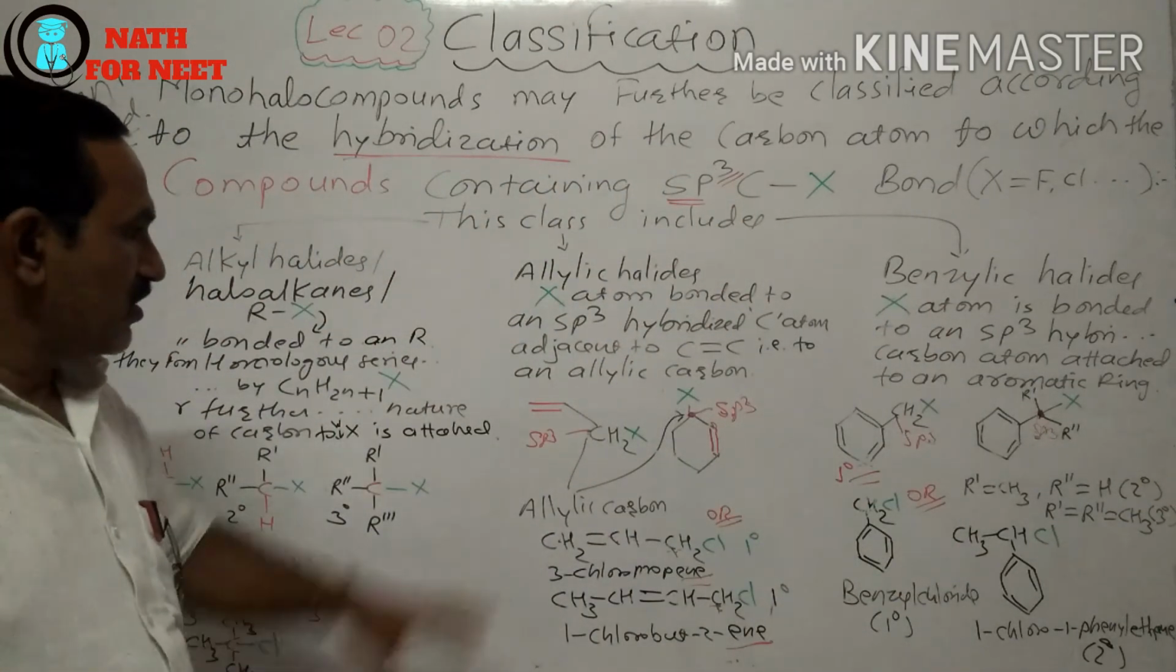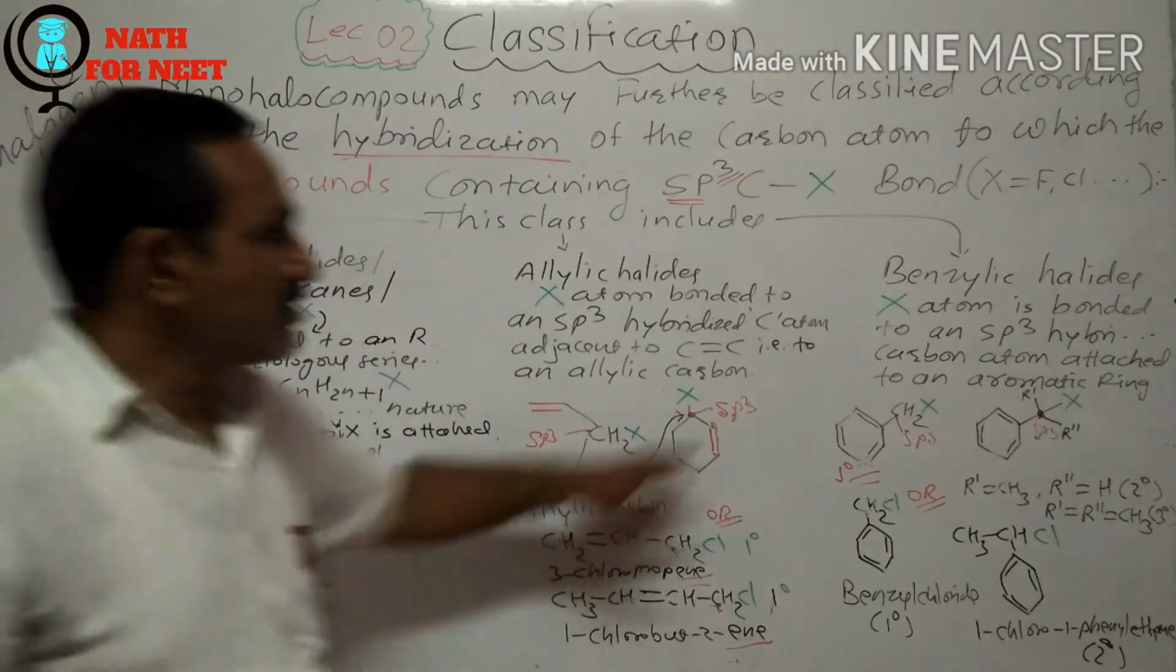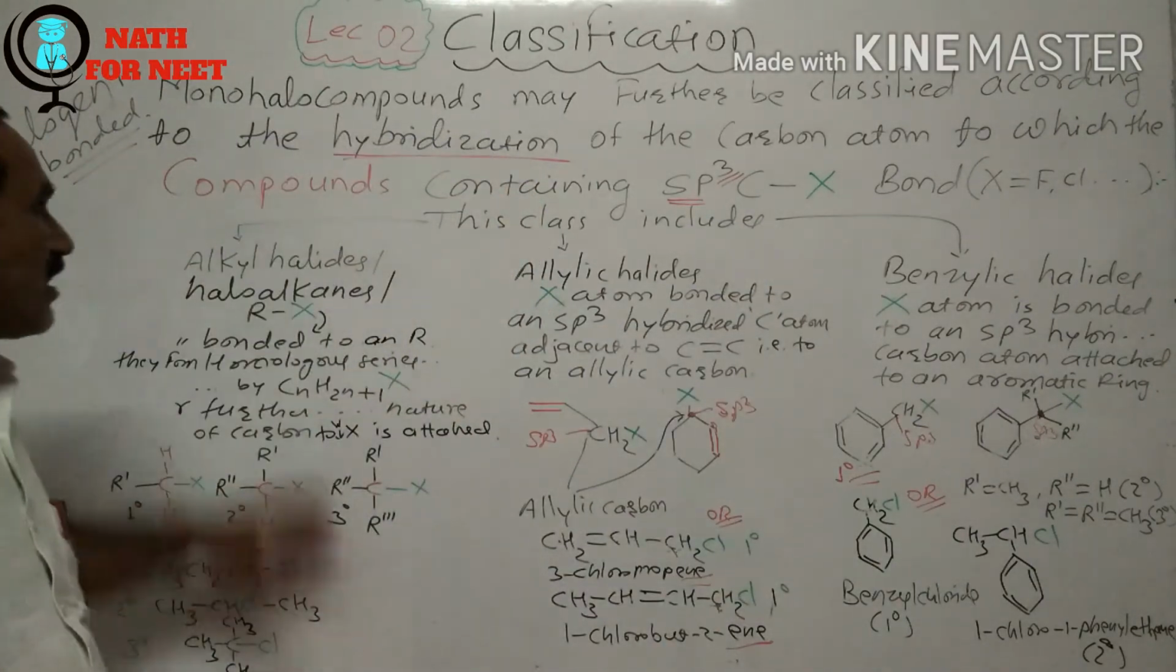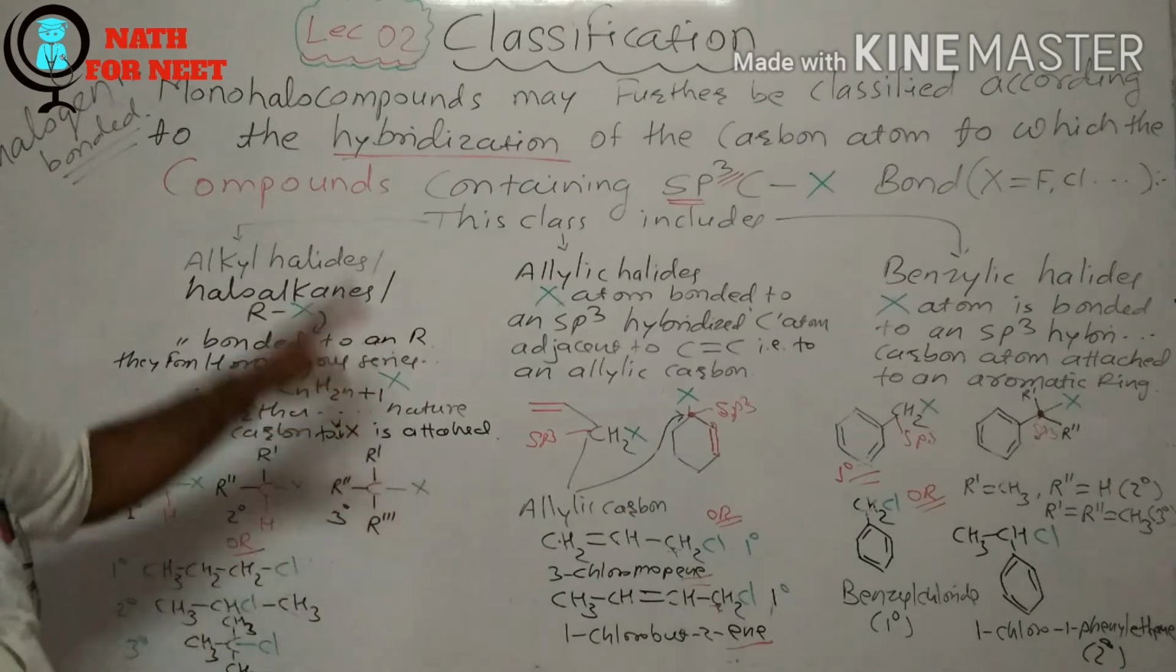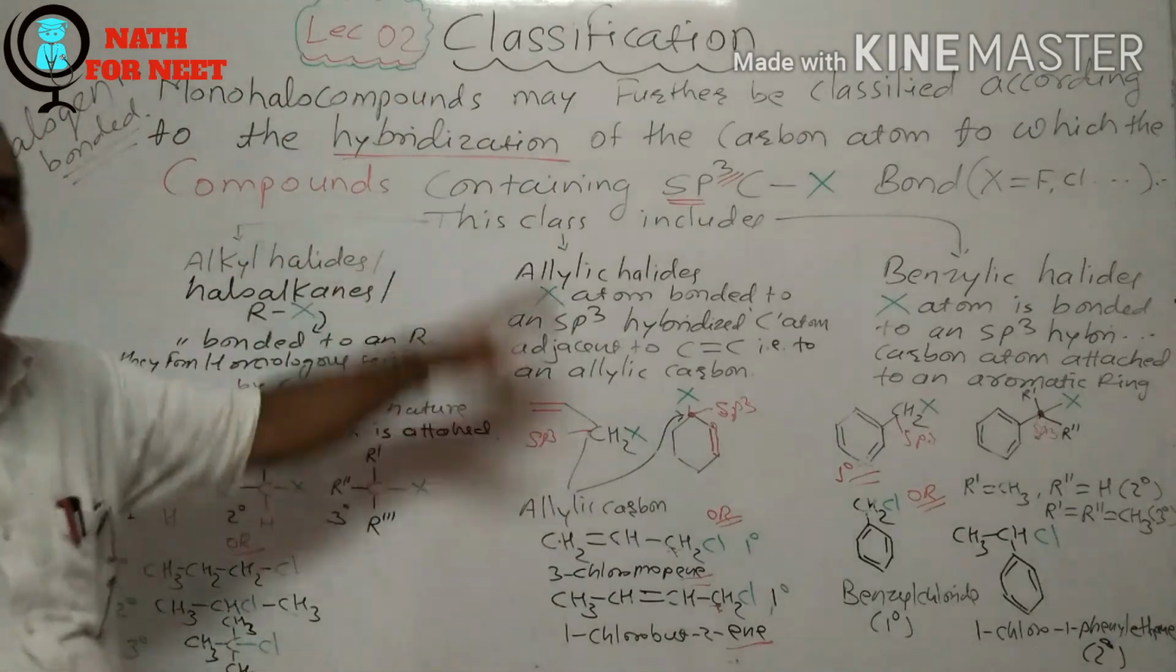So in this case, these are the allylic halides, and these are the benzylic halides, and these are the alkyl halides. So these are the monohalogen compounds according to your NCERT content.